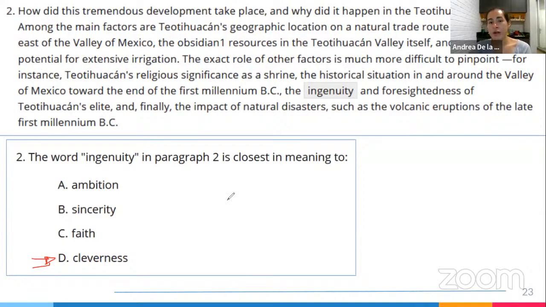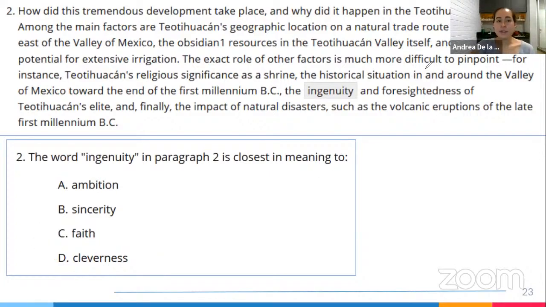In that case, if you are at least 90% sure that cleverness is definitely a synonym of ingenuity and is the only one among the options, then you should still double check. So you should just go back and reread the phrase or the sentence where the word is, in this case replacing it with your choice, right? So you're gonna read the cleverness and preciseness of Teotihuacan's elite. If it makes sense, then that's it. It shouldn't take you more than 30 seconds and you move forward to the next question. We're just gonna choose D and we're gonna move on. That's the way to go.